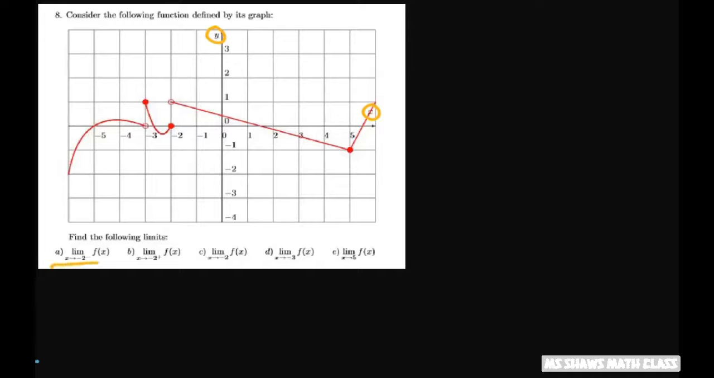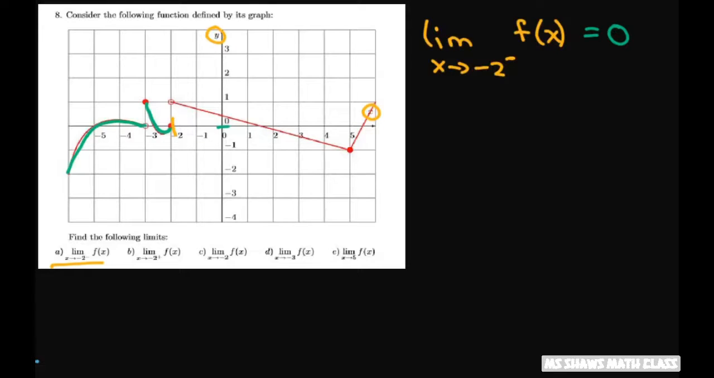So when we look at this first one, look at the limit as x approaches -2 from the left. So this negative means from the left. So we look at -2 and we're coming from the left. So we go around here, jump up here, and at -2 we're at 0.